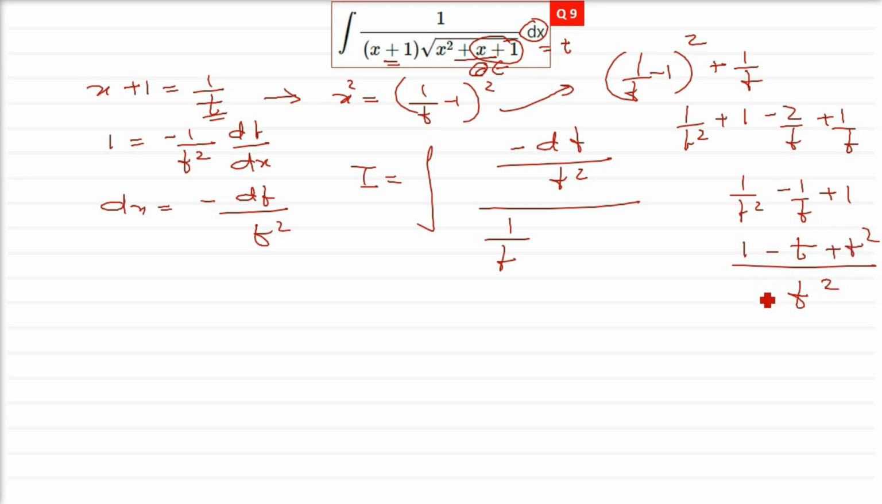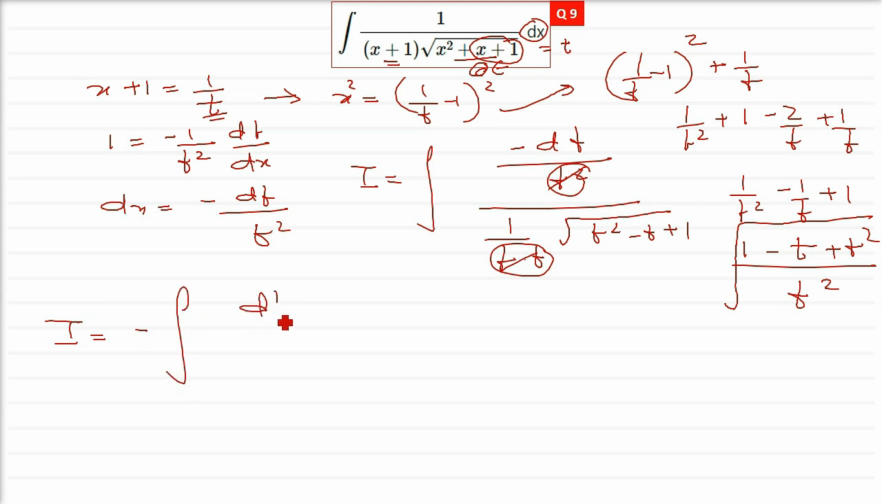And this is inside the root. So when you take it inside the root, the denominator t square will come out. So only one t will remain, and this t square minus t plus 1 remains like that. So this t square and t square will get cancelled. So the integration has become like this.